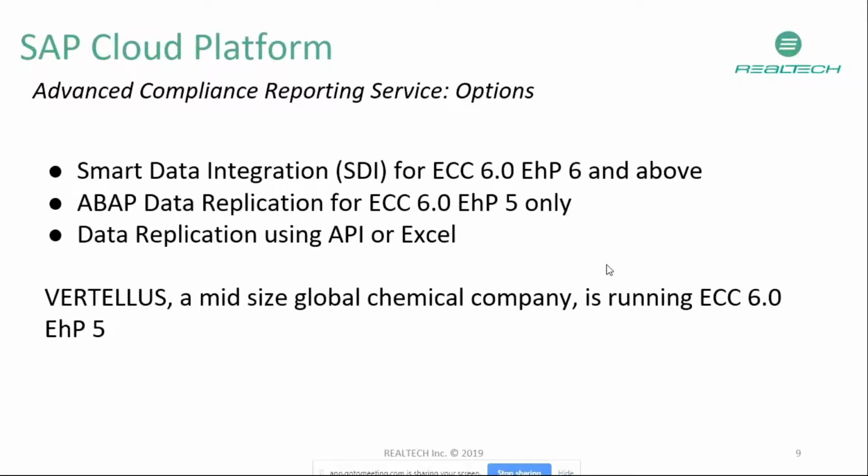So the Advanced Compliance Reporting Service has a number of options. There is the Smart Data Integration, which is for ECC 6, Enhancement Pack 6 and above. The ABAP application, and that is only for Enhancement Pack 5 under ECC. And then there is the generic API or Excel integration. Since Vertellis is running Enhancement Pack 5, we implemented the ABAP data replication.